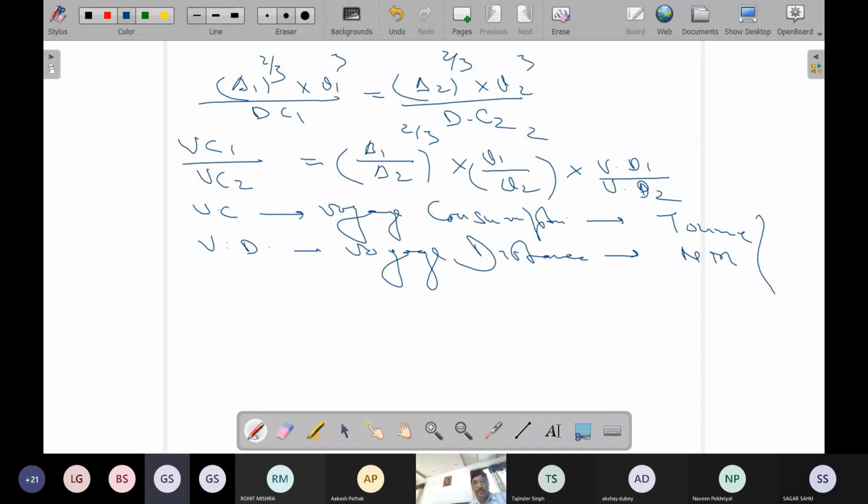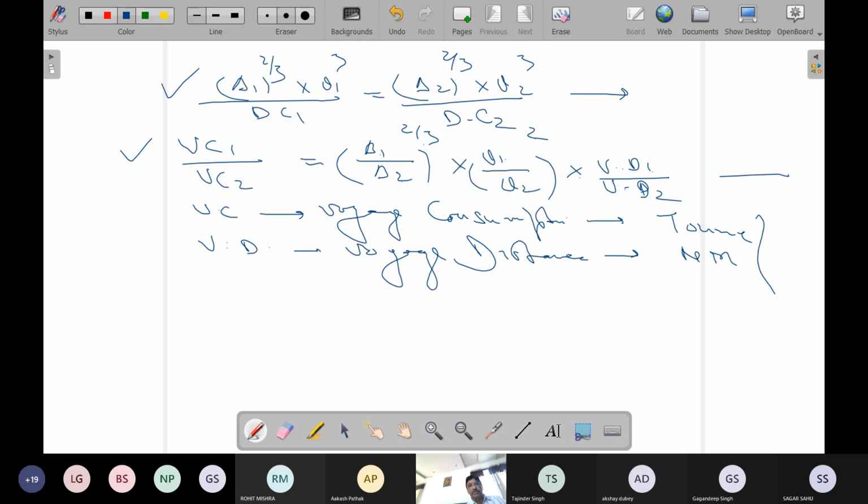So velocity 1 upon velocity 2 is whole cube, right? Where? First one? Second row. VC1 by VC2 is equal to delta 1 by delta 2 raised to power 2 by 3 into V1 by V2 square, not cube, into voyage distance 1 over voyage distance 2. Okay. So this is the voyage consumption formula, this one. This is the fuel coefficient formula and this is the voyage consumption formula.